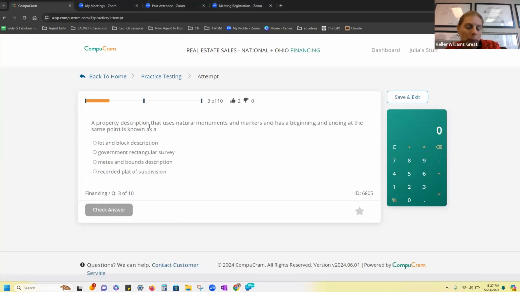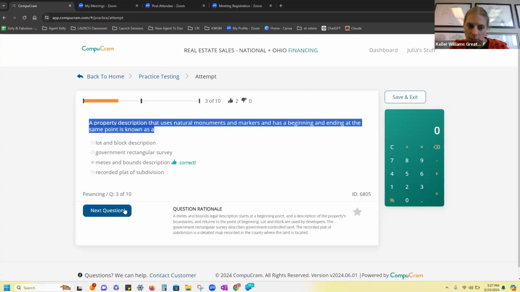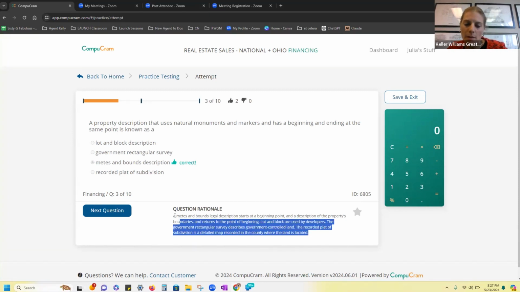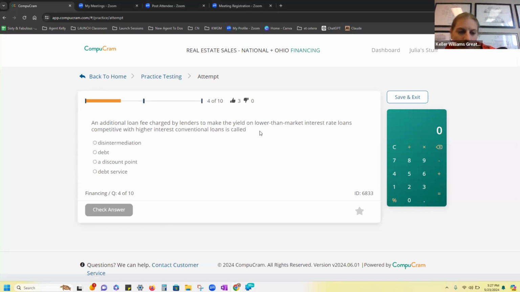All right. A property description that uses natural monuments and markers and has a beginning and ending at the same point is known as A, lot and block description, B, government rectangular survey, C, metes and bounds description, or D, recorded plat of subdivision. C. You're going to say metes and bounds? And C is correct. Good job. So a metes and bounds legal description starts at a beginning point, describes the property's boundaries, and then returns to the point of beginning. POB, point of beginning. I feel like they use that abbreviation.